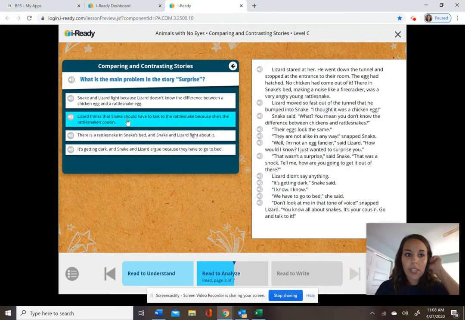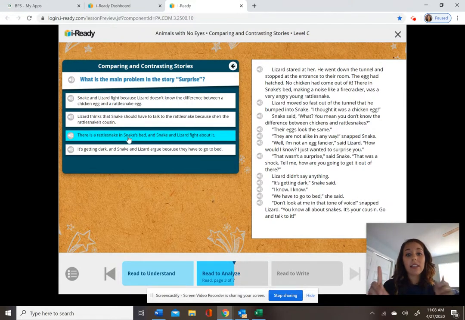Number 2, Lizard thinks Snake should have to talk to the rattlesnake because she's the rattlesnake's cousin. Is that the problem? Regardless of if he actually thinks that or not, is it the problem here? Number 3, there is a rattlesnake in his bed and Snake and Lizard are fighting about it. Is that the biggest problem that's going on in this story? Is that an issue? Is that a challenge? Is that the biggest thing that's wrong here? Or is it D? It's getting dark and they're arguing because they have to go to bed. So problem meaning, what's the biggest issue?